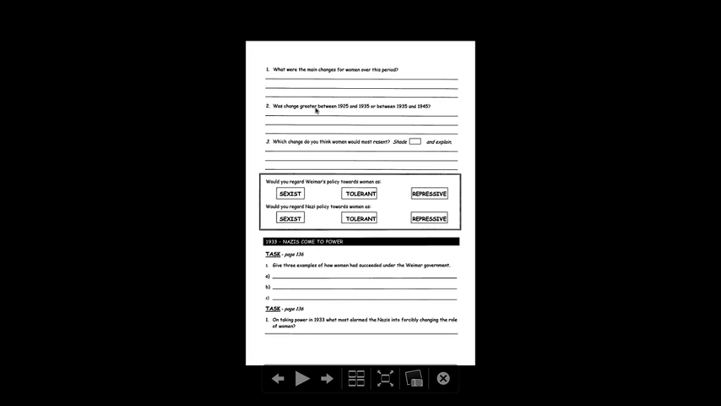I'd like then students to interpret whether there was a greater change between 1925 and 35, or between 35 and 45. Again, the space is provided for a full reason. And then, which change? From the Weimar Republic to the early Nazis, or from the Nazis to the war? Which of those would the women most resent? It is worth bearing in mind.